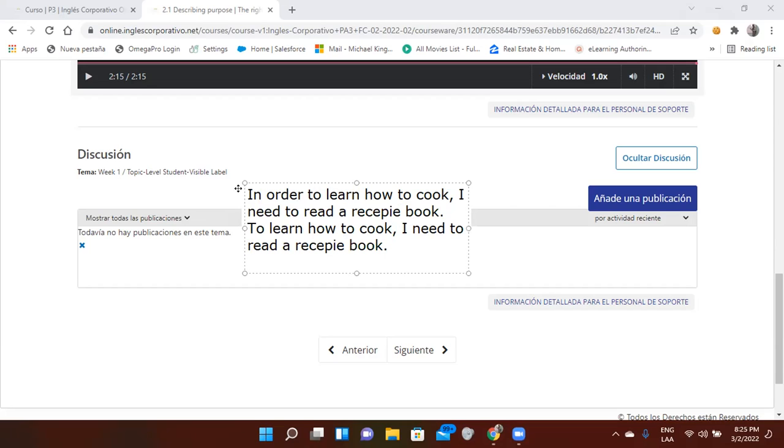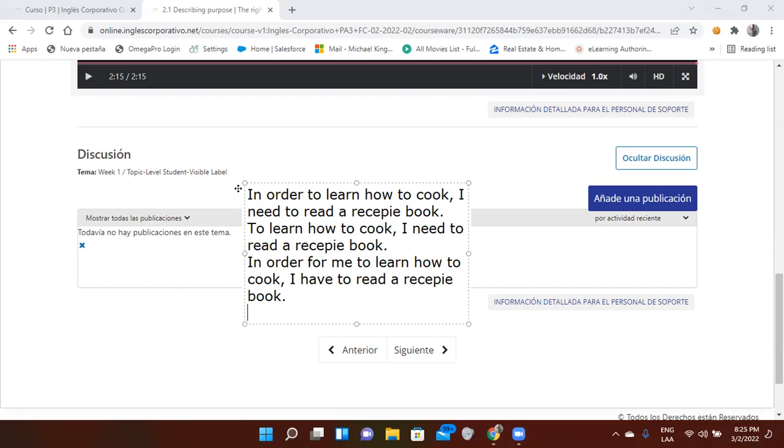Or you can say, in order for me to learn how to cook, I have to read a recipe book. Or you can say, for me to learn how to cook, I have to read a recipe book.